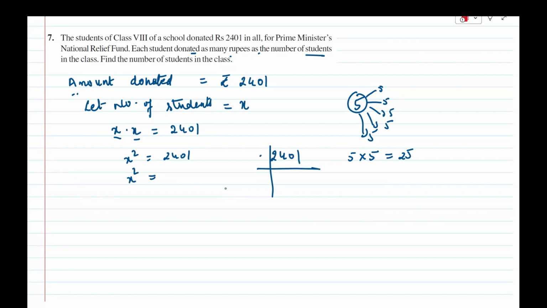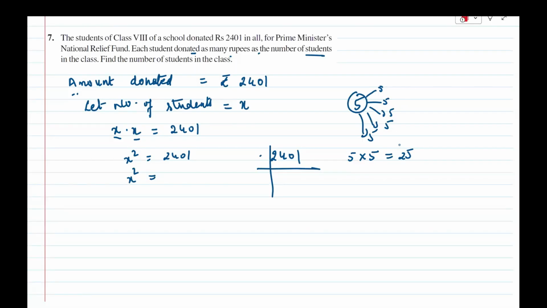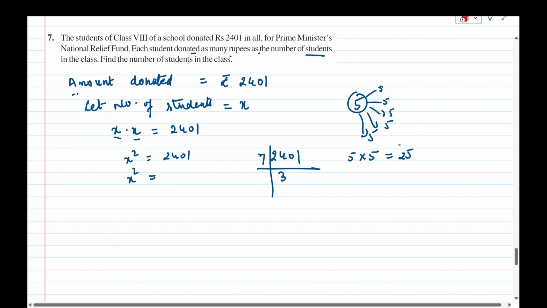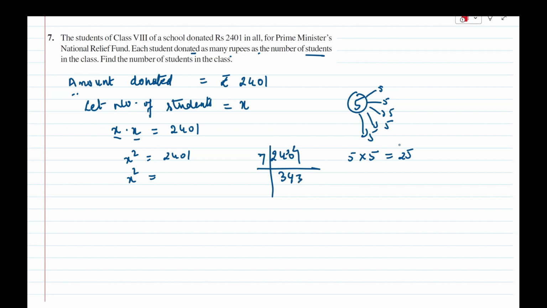So this is divisible by which number? We need to check it again. It is divisible by 7. So 7 3s are 21. Carry on 3. 7 4s are 28. Again by 7. 7 7s are 49 and 7 1s are 7. So I can write this as 7 7 7 7.